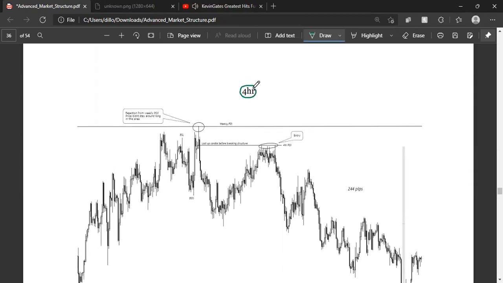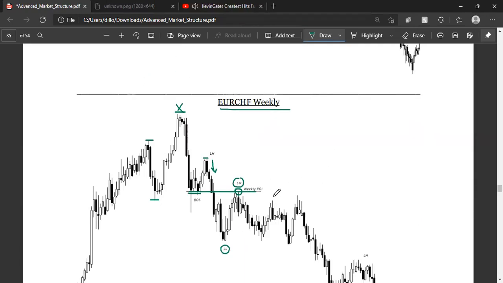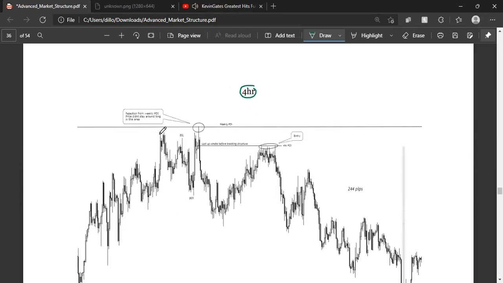So we were on the weekly, and then we drop down into the 4-hour. Here you see that weekly point of interest, this line. And here's the rejection from the weekly point of interest. You see this huge drop to the downside, given that break of structure. This looks very simple, very clean. Buy side liquidity, price came up and rejected to the downside.